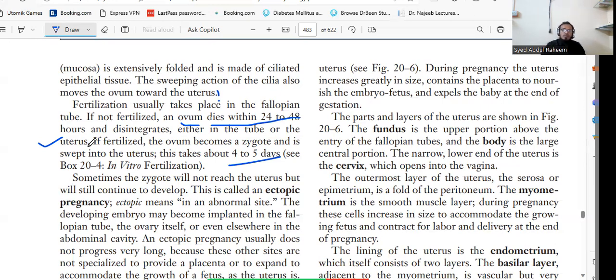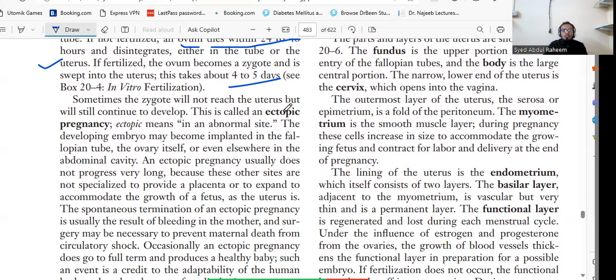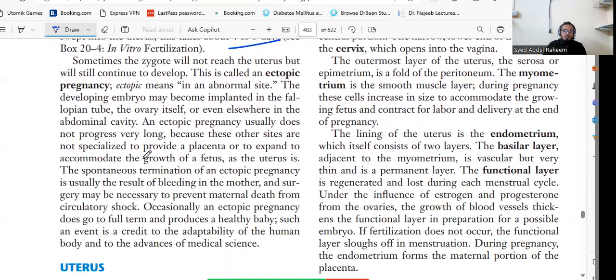Sometimes the zygote will not reach the uterus but will still continue to develop. This is called ectopic pregnancy. Ectopic means in an abnormal site. The developing embryo may become implanted in the fallopian tube, the ovary itself, or even elsewhere in the abdominal cavity. An ectopic pregnancy usually does not progress very long because these other sites are not specialized to provide a placenta or to expand to accommodate the growth of a fetus.